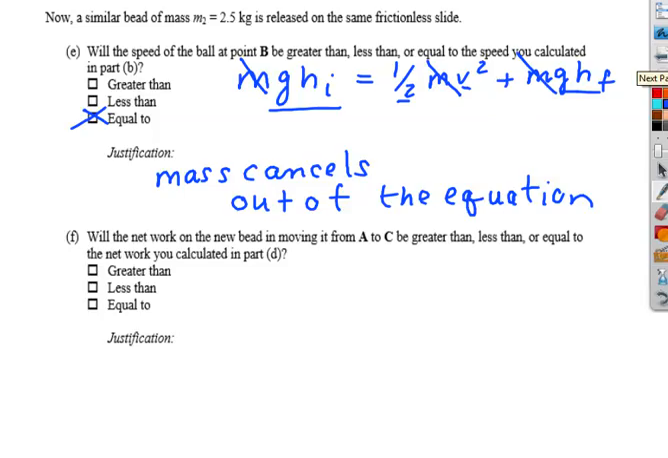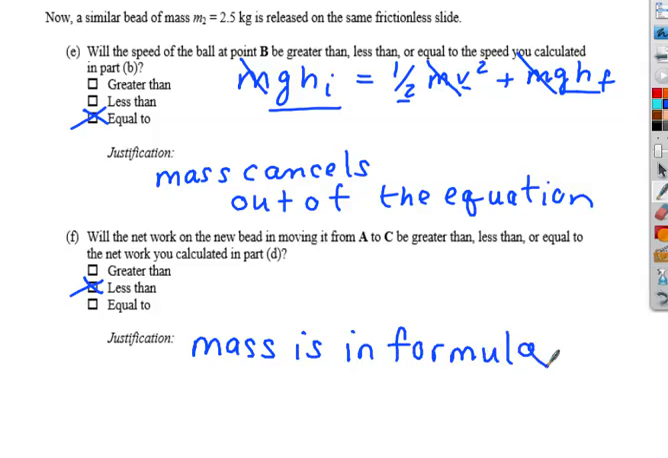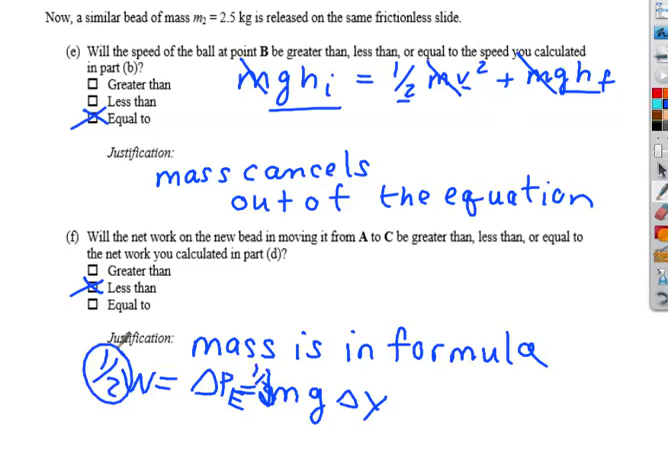And so therefore, the net work will be less on the smaller bead because mass is in the formula. It's actually going to do half of the work. We're using the formula mg delta y, the change in potential energy, which equals the work. If I halve the mass, I'm going to halve the amount of work being done. So it's definitely going to be less there.